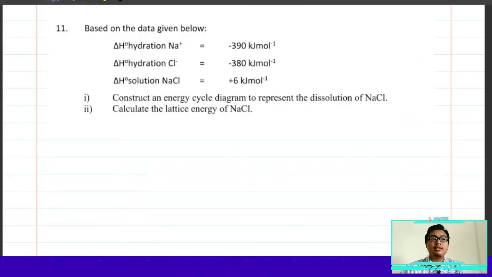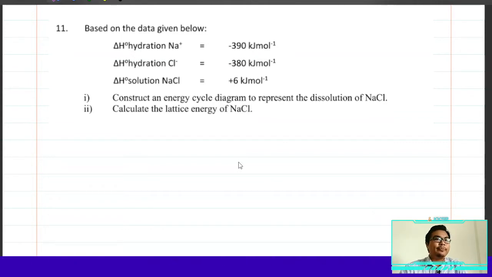So let's just change the screen here and get to this soalan. So soalan nombor 11, based on the data given below, it gives us the enthalpy of hydration of sodium ion, enthalpy of hydration of chloride ion, and also the enthalpy of solution of NaCl, sodium chloride. Okay, and they asked us to construct an energy cycle diagram to represent the dissolution of NaCl and calculate the lattice energy of NaCl.